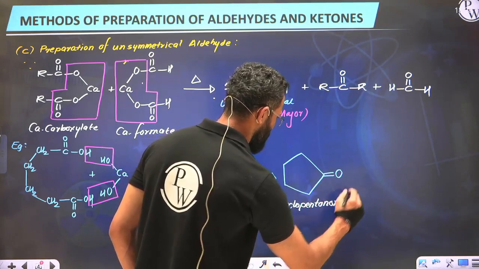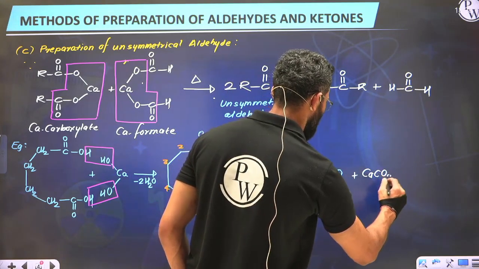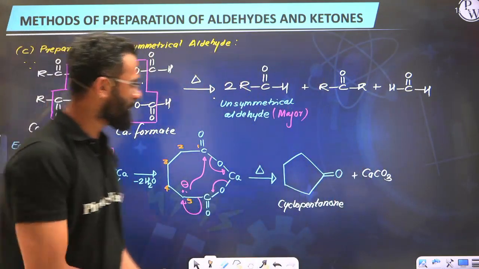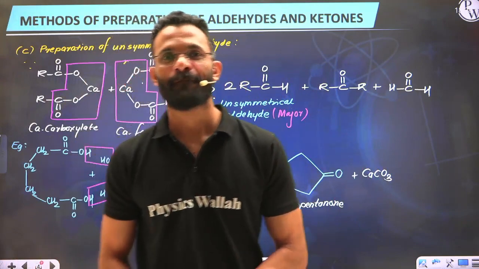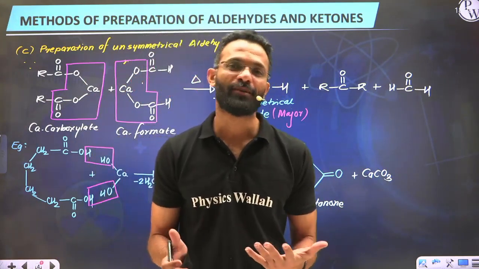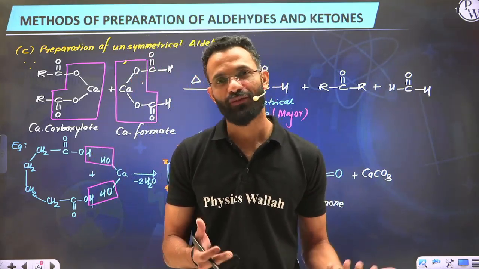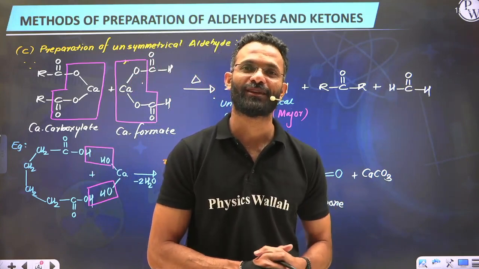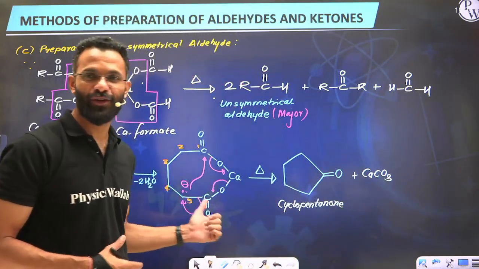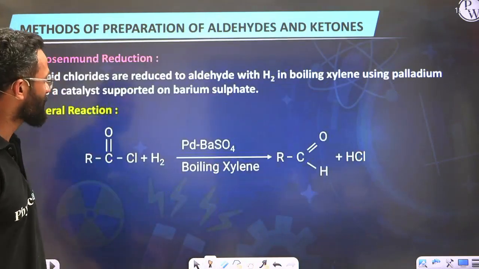Cyclopentanone. And of course, along with this, we've got the byproduct CaCO3. Alright guys, so that was all about preparation of aldehydes and ketones by heating the calcium salt of a carboxylic acid. Depending upon the requirement, we may get symmetrical aldehydes or ketones, or we can also prepare unsymmetrical aldehydes or ketones, or even if we wish to prepare a cyclic ketone, this is the way we can prepare it. So guys, proceeding further with the next reaction.